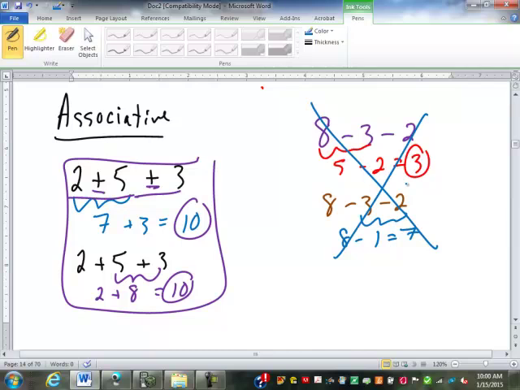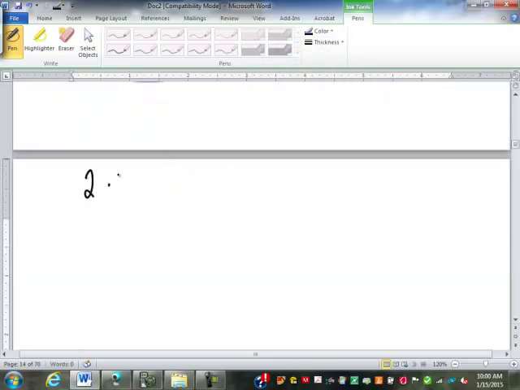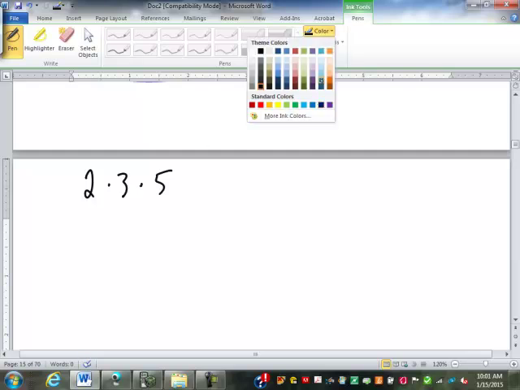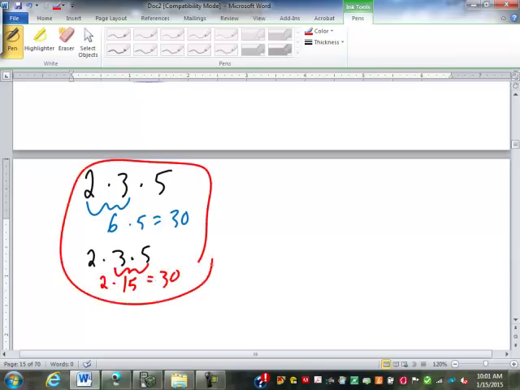But for addition, you can change the order of which part you do first, if it's all addition, and that's only if the only operation involved is addition. For multiplication, it works the same. If I have 2 times 3 times 5, 2 times 3 is 6, times 5 is 30. I could have also done 3 times 5 is 15, 2 times 15 is 30. So multiplication is associative. When you have more than one multiplication in a row, you can do them in whichever order works easiest for you.